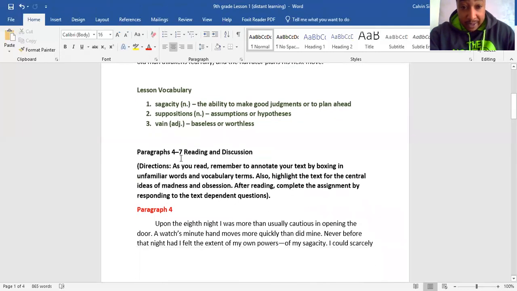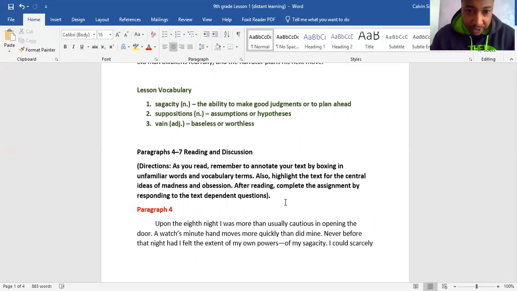Okay? And next we have paragraphs 4 through 7, reading and discussion. Directions. As you read, remember to annotate your text by boxing in unfamiliar words and vocabulary terms. Also highlight the text for central ideas of madness and obsession. After reading, complete the assignment by responding to the text-dependent questions, okay? So that's just following the same format as we did in class.